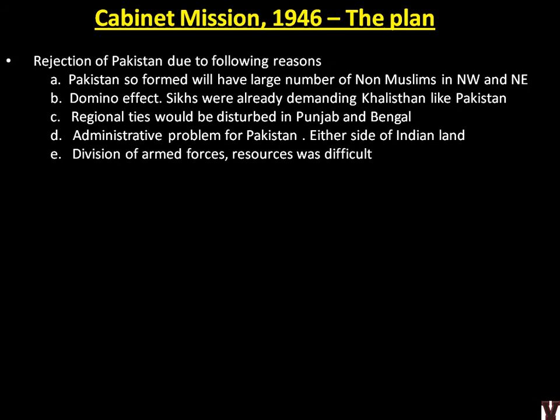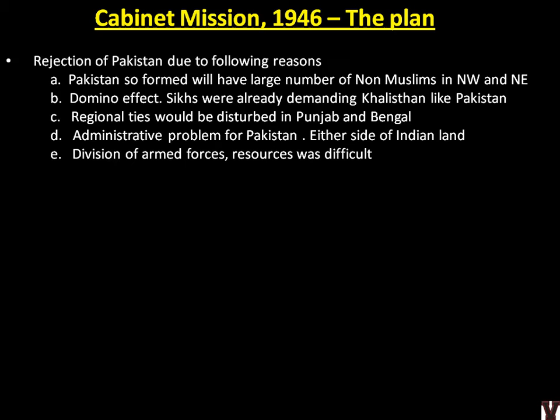First one and the foremost one: Pakistan's idea was rejected. The rejection of Pakistan was due to the following reasons. Pakistan so formed will have a large number of non-Muslims also in the northwestern and northeastern regions, because those were the two areas where Jinnah wanted a Muslim majority area. But what about the non-Muslims there? So that was one reason. Second is the domino effect, because Sikhs also had problems and they could continue their demand for Khalistan just like Pakistan. If this goes on, every minority will demand a country for themselves. Then how will a unified India sustain? So that was another reason.